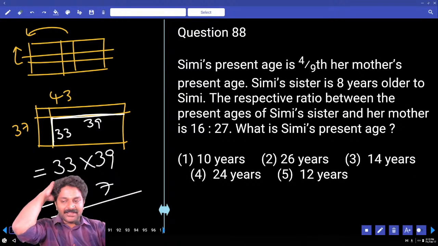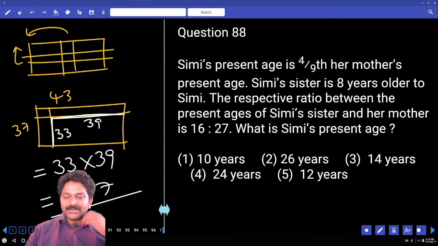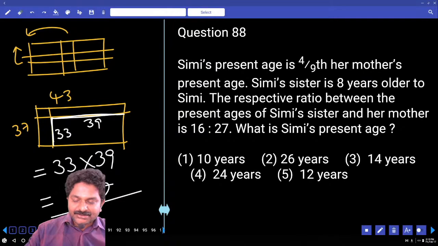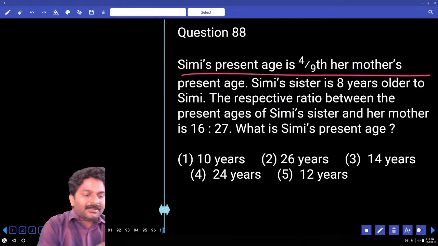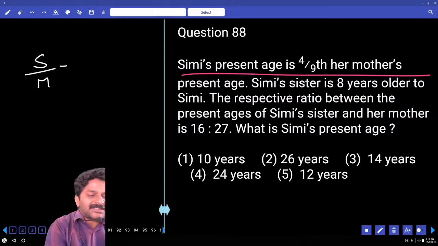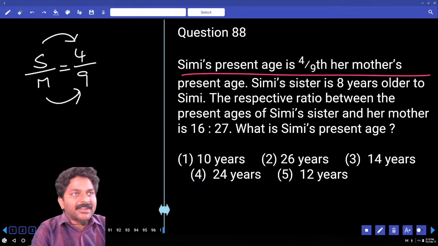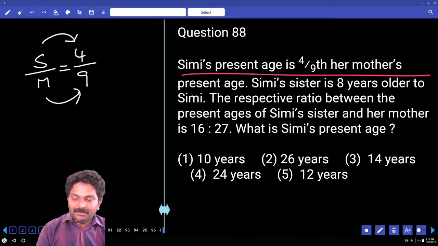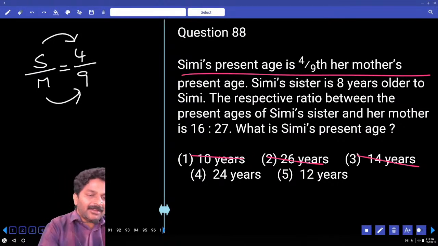Simi's age is 4/9 of her mother's age. Simi's sister is 8 years older than Simi. The respective ratio between the ages of Simi's sister and her mother is 16:27. What is Simi's age? From this, Simi's age is 4/9 of mother's age, correct? From that, can I take Simi's age by mother's age is equal to 4/9? Simi's age is a multiple of? Mother's age is a multiple of? Our question is to identify Simi's age. Answer must be a 4 multiple. No, no, no. Yes, yes. 2 options are there. Now let's see.